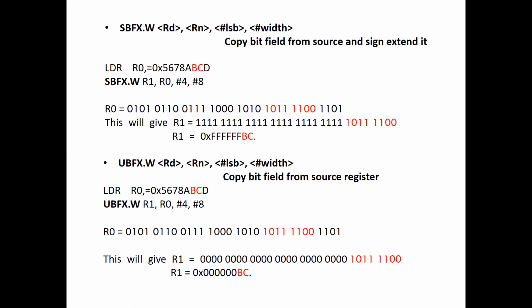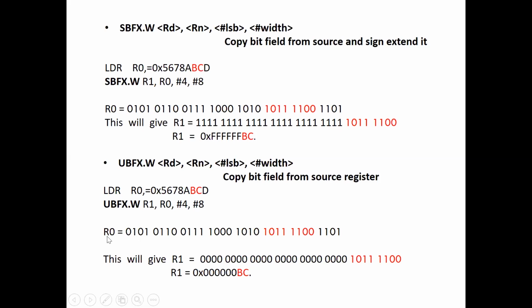Now you have the syntax given here, and with respect to the syntax, we have an example: ubfx.w r1, r0, #4, #8. So R0 is source register. I am loading the constant value into R0 register as 5678 ABCD. Now this #4 indicates the bit position. #8 indicates the width. Okay.